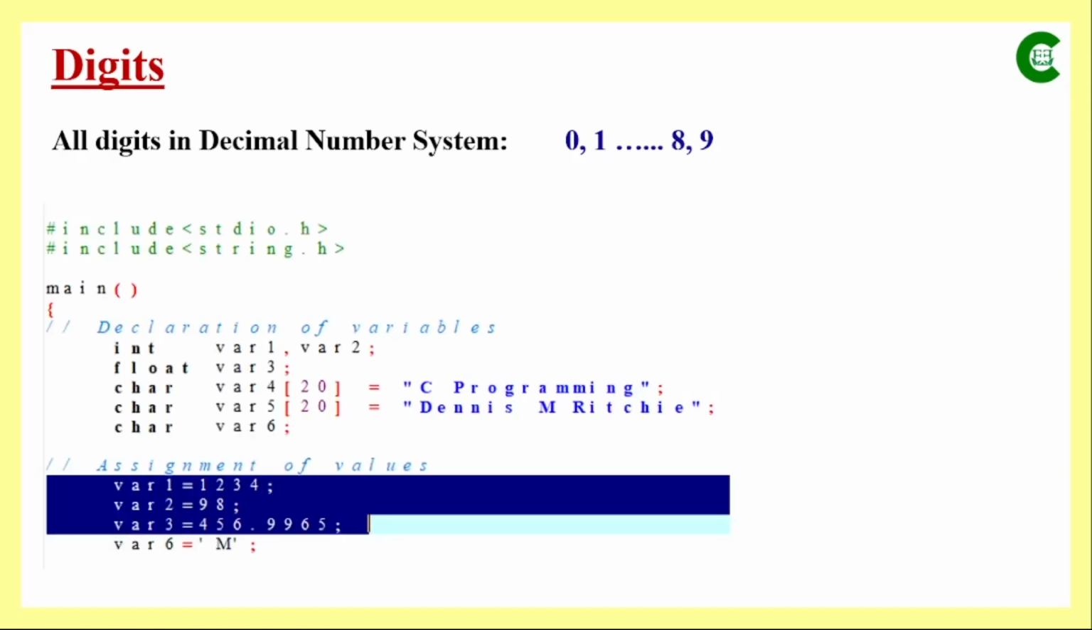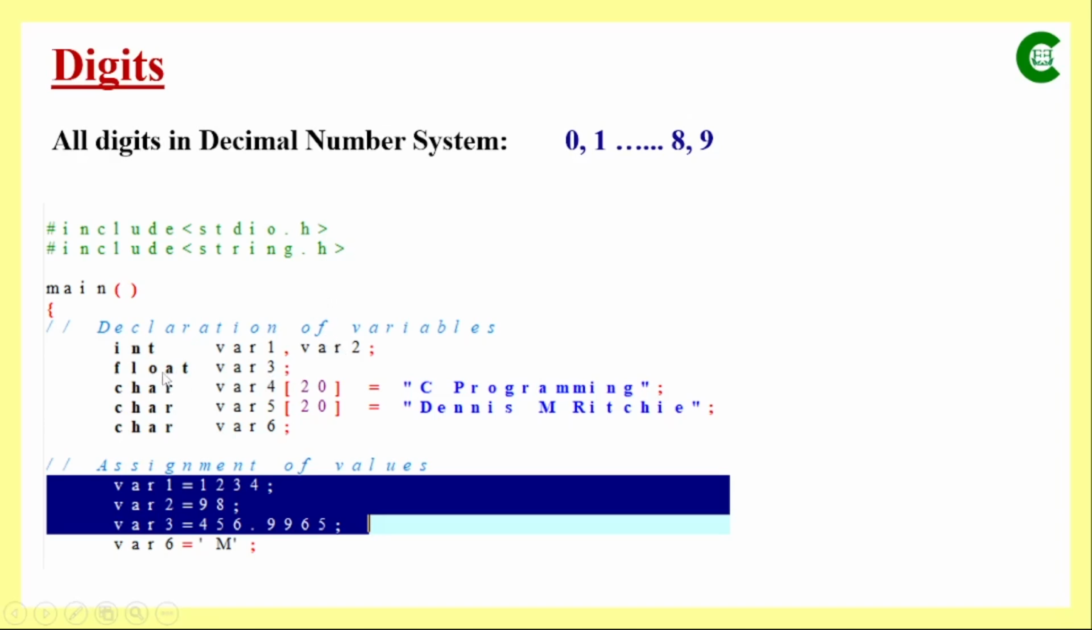And this is again another part of the program where we have the same variables var1 to var6, and they are the same type of data types. In the previous case I talked about the letters, so there I showed you C programming and Dennis M. Ritchie, and in this case I will show you var1, var2, var3. Those have been declared either as integer or as float. Float means the data which supports a decimal point.